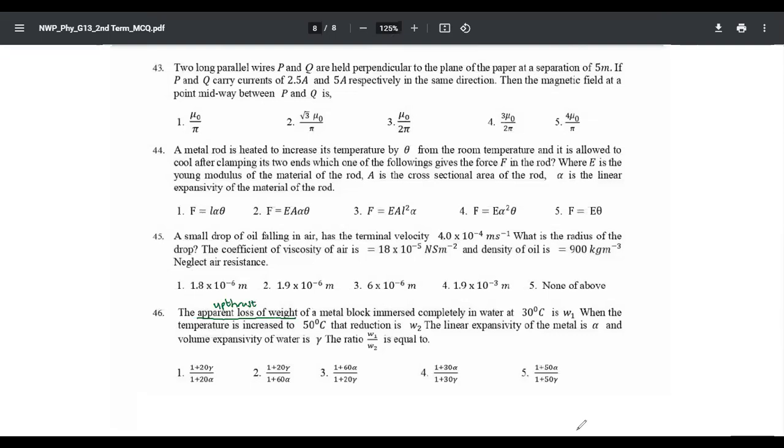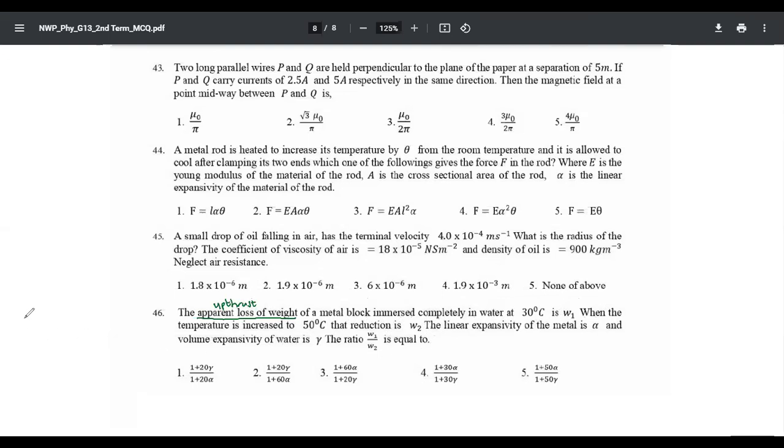Apparent loss in weight is upthrust, because when you weigh in air, if it shows 50 Newton, and when you put it inside water it becomes 40 Newton, there's a reduction of 10 Newton, and that reduction is what you call upthrust, the apparent loss of weight. At 30 degrees Celsius, it's W1. When the temperature is increased to 50 degrees Celsius, that reduction is W2. The linear expansivity of the metal is alpha, and the volume expansivity of water is gamma. The ratio W1 over W2 is equal to what?